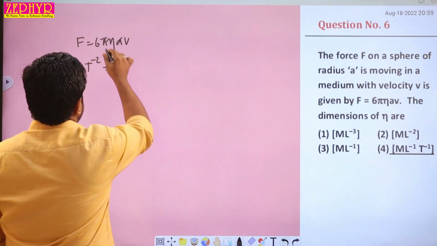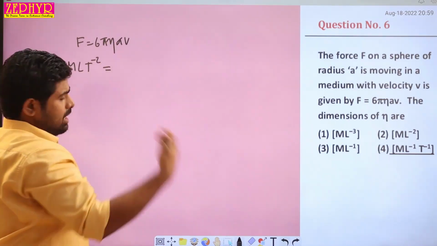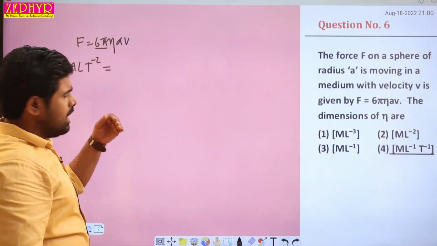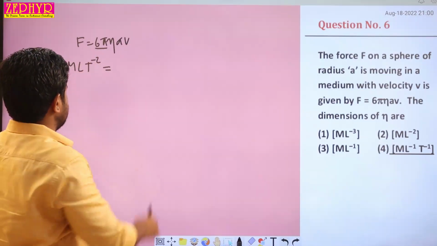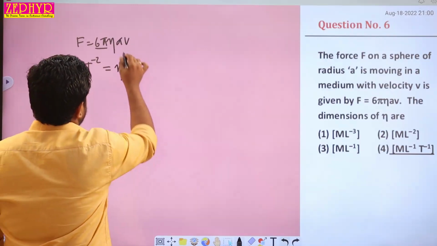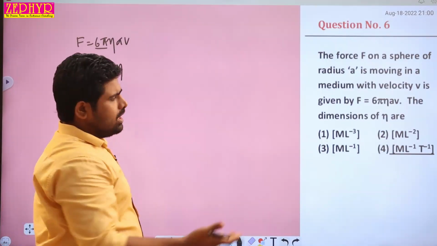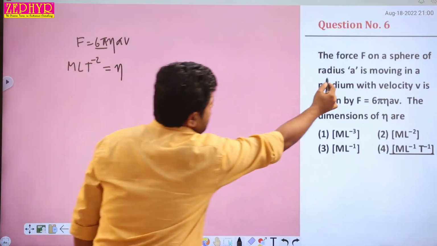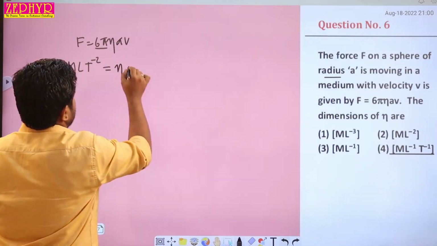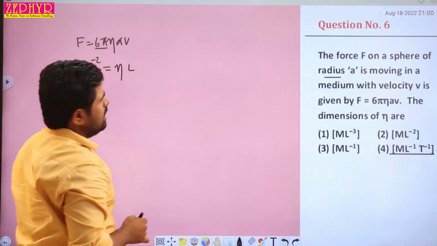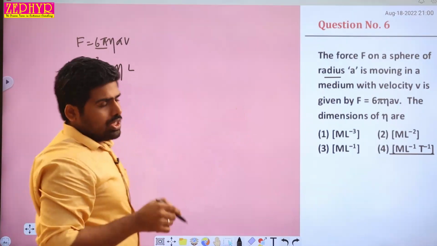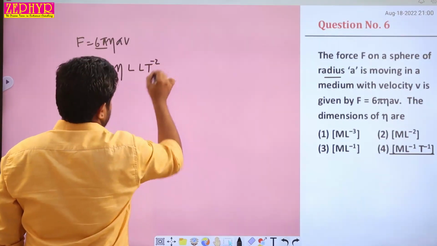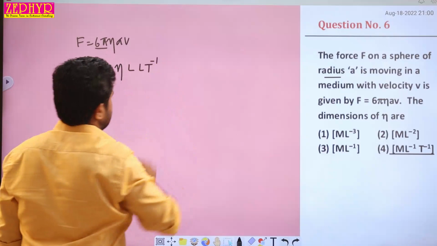See, in our dimensional calculation we avoid the constant terms, so I avoid the term 6 pi from the equation. Then the remaining one is eta. We have no idea about the dimension of eta, and A is the radius, therefore its dimension is L. Then V is the velocity, so it is L t raised to minus 1.